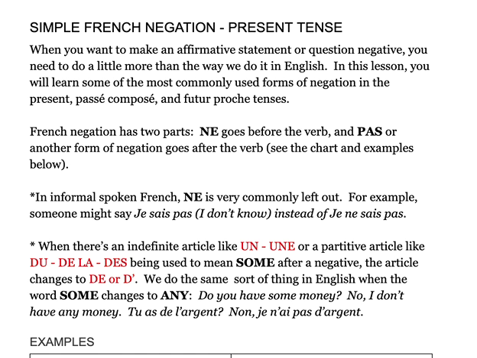French negation has two parts. The first part is ne, and it goes before the verb. And the second part, in the simplest form of negation, is pas, and that goes after the verb. There are some exceptions. You'll see that when I show you some different forms of negation.